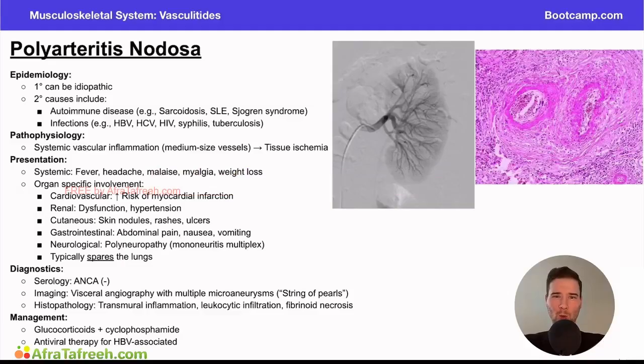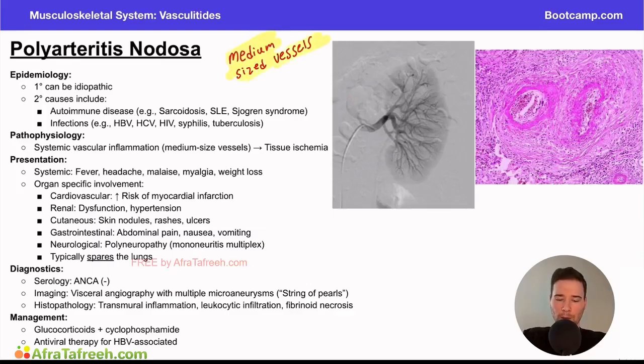So in this next video, we are going to talk about an important condition called polyarteritis nodosa. Sometimes this is just abbreviated as PAN. So polyarteritis nodosa is a systemic condition. Specifically, it's a systemic vasculitis. I mean, there's inflammation of the blood vessels. This tends to affect the medium-sized vessels primarily.